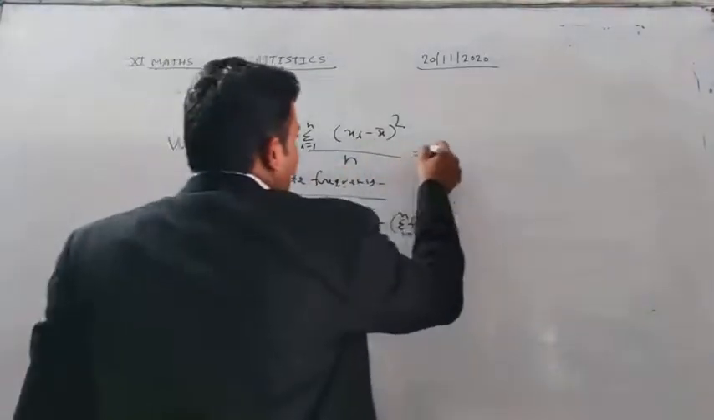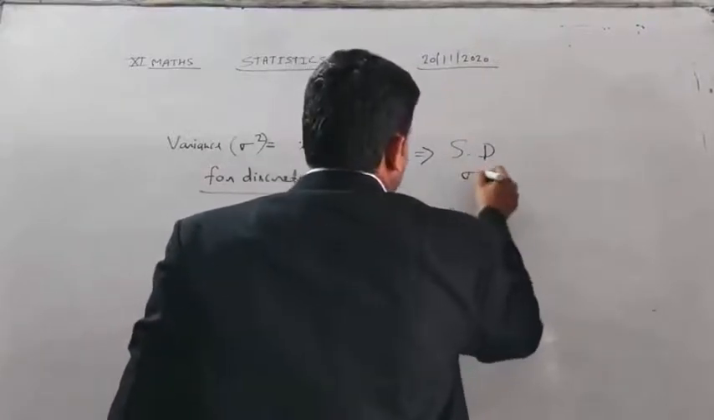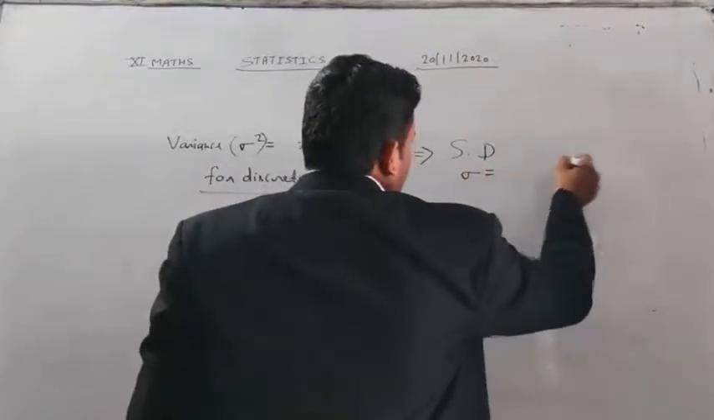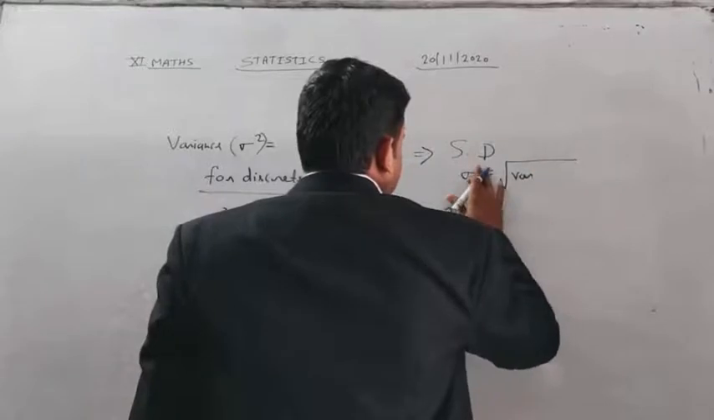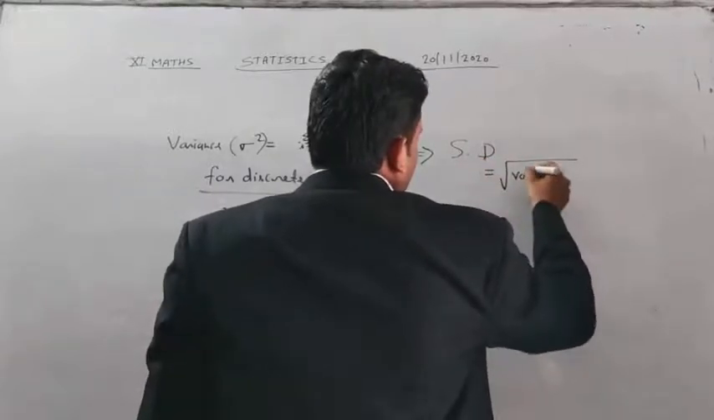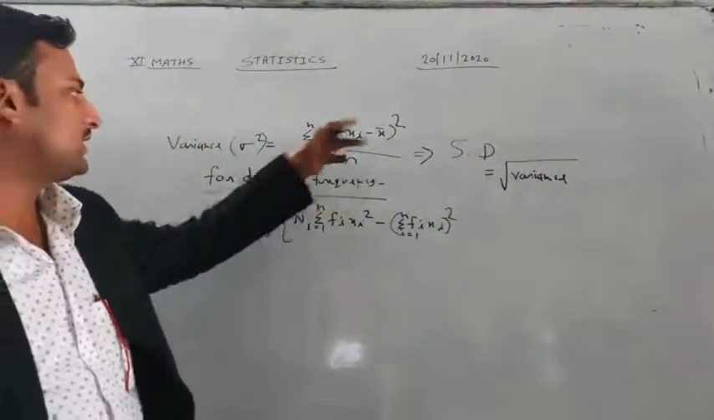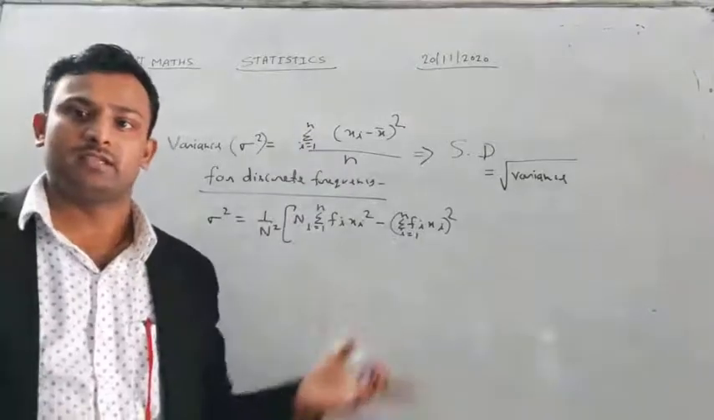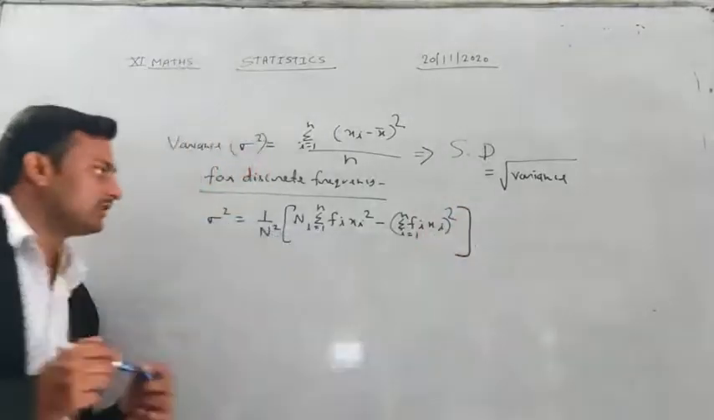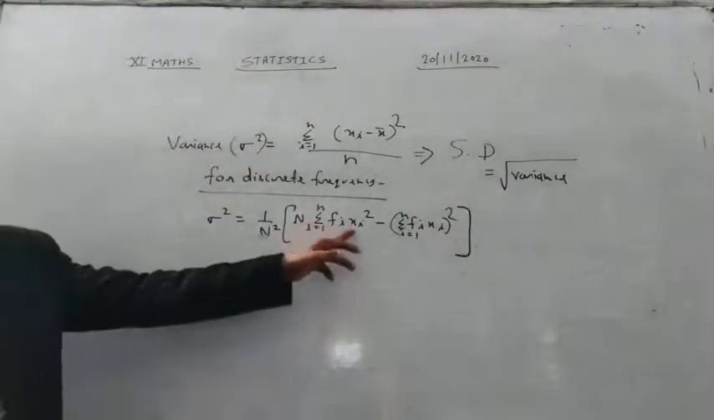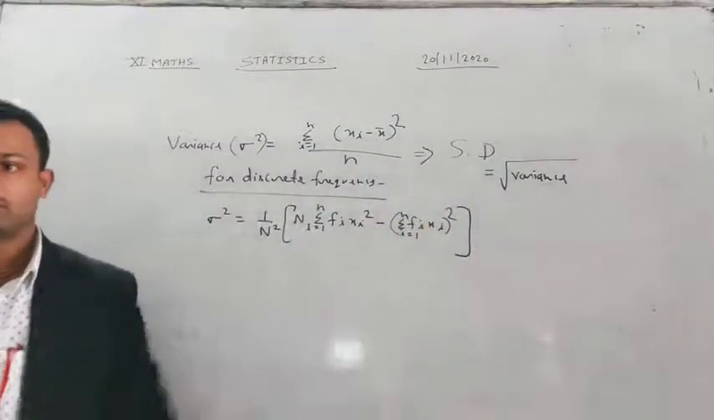Now to find out standard deviation, we can find the square root of this variance. So we can write also, standard deviation is square root of variance. By this formula we will find the square root of this, then it will be our standard deviation. Now this is our sigma square, which is 1 by n square, n summation i is equal to 1 to n fi xi square minus (summation i is equal to 1 to n fi xi) whole square.